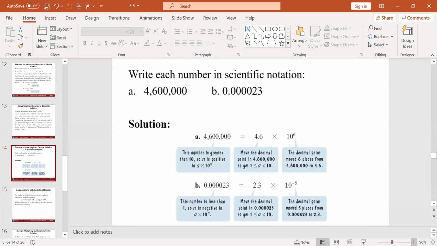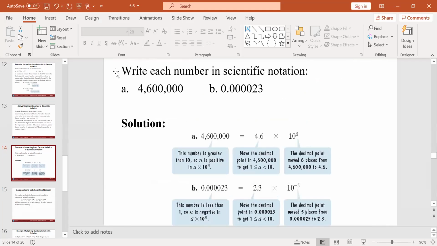So again, converting from decimal notation and into scientific notation is really not going to be so bad. 4,600,000. 4.6 times 10 raised to the 6th power. Again, it's because you start with the decimal point right there. You know it's a massive number, so it's going to be times 10 to a positive power, and you're going to move it 1, 2, 3, 4, 5, 6 places to get it there.